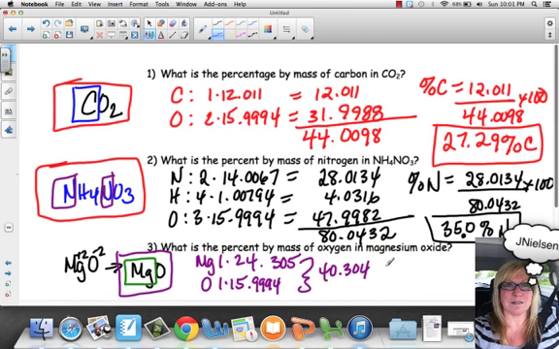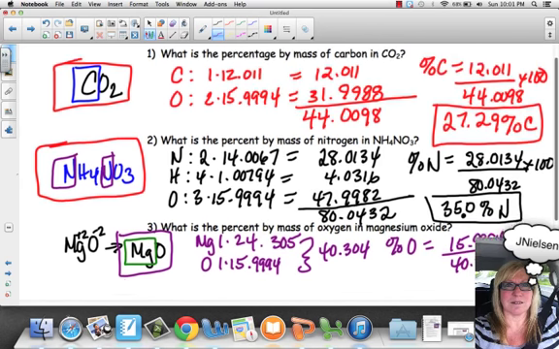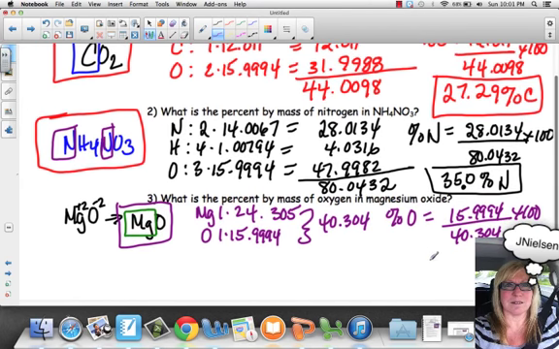So for percent oxygen, it's going to be my oxygen, which is the 15.9994 over the mass of the whole thing, 40.304 times 100. And I'm going to get 39.69, which is 39.7% oxygen. And that's my answer. And that's it for tonight's lesson.